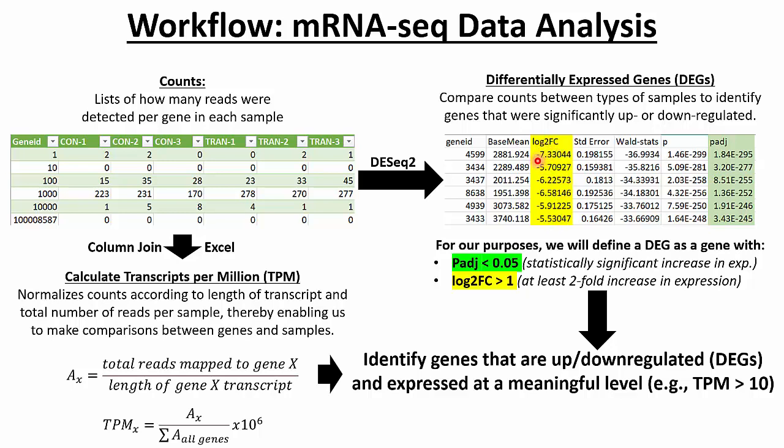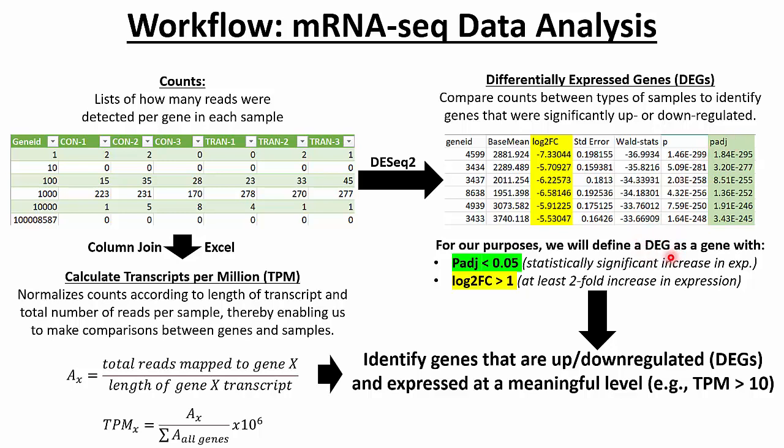So this is a measurement of how much that gene has expressed. All right. So this is telling me here that this gene was 2 to the 7th power lower in the transfected cells than in the control cells, for example. Okay. And together, we use that log2 fold change and p-adjusted value over here to define what a differentially expressed gene actually is.